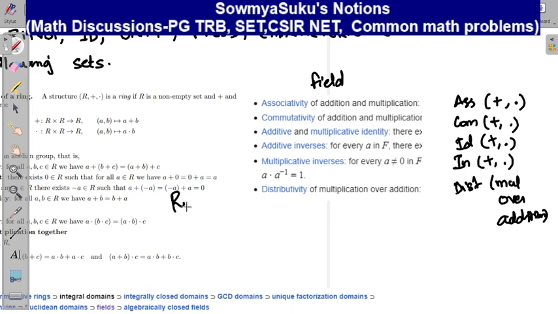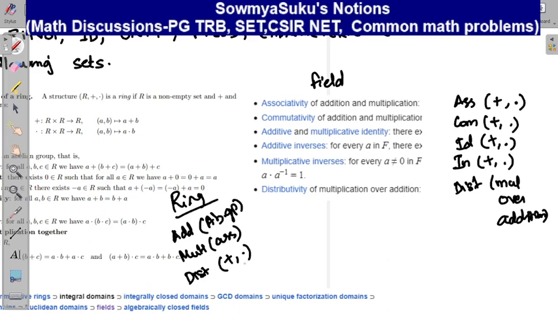But for the ring, we must know that addition is an abelian group, the second one, multiplication, needs only associative, and the third one, distributive, is for addition and multiplication, right? So see the difference between these two. Here associative is required for both addition and multiplication, commutative for both, identity and inverse for both, and distributive, multiplication over addition. So these are the conditions for field.